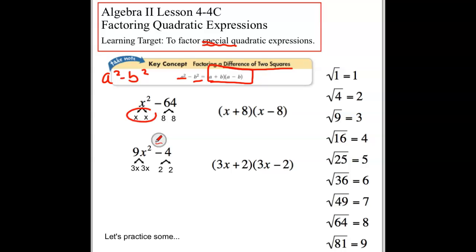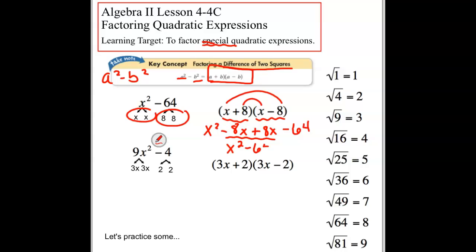up into x and x, and we can split our 64 into 8 and 8. Now to get a negative 64, one of those would have to be negative. So if we look at our factors, we have an x plus 8 and an x minus 8. If we were to FOIL that back out, x times x would be x squared, outsides would get us a negative 8x, and insides would get us a positive 8x. And our last term would then be the negative 64. And those middle pieces are going to drop out to leave us with x squared minus 64.